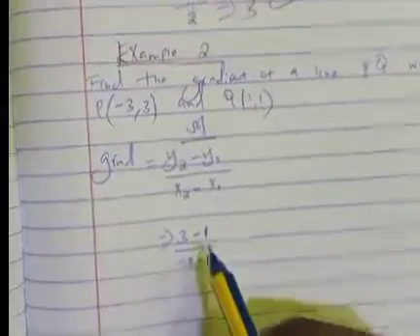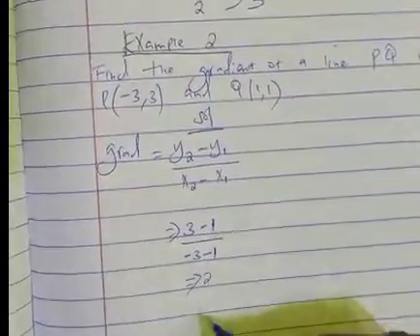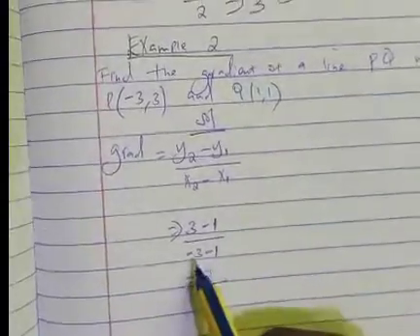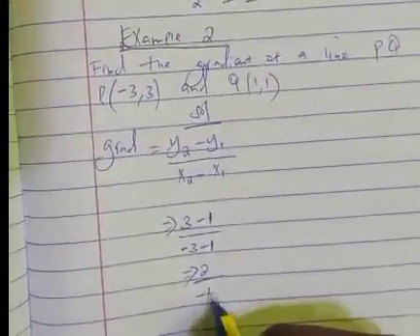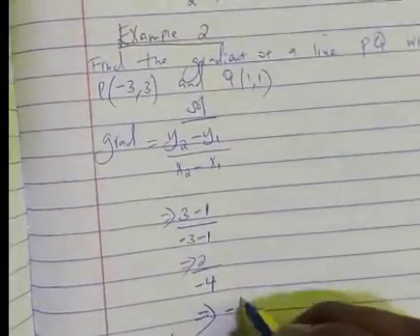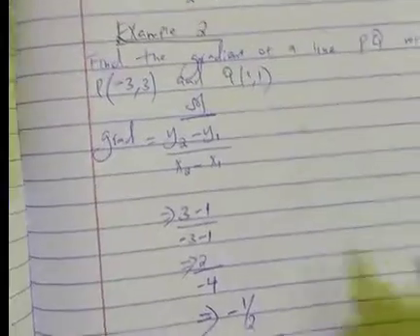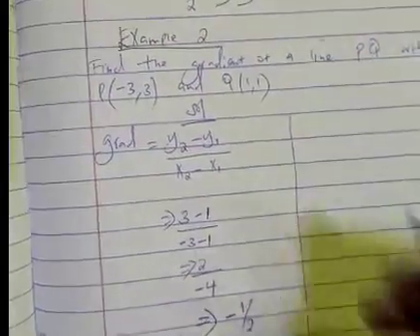So 3 minus 1 is 2, over negative 3 minus negative 1, which is negative 4. And we have our final answer as negative a half. Or another student can decide to do this.